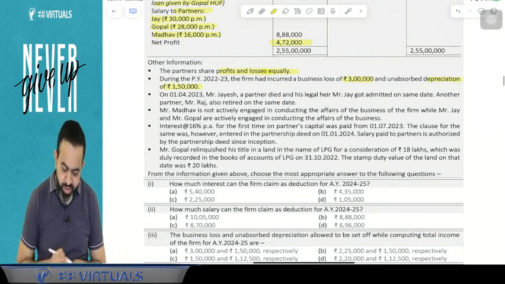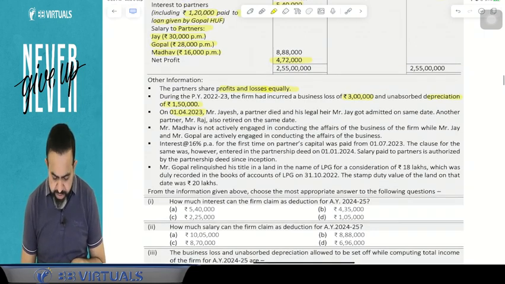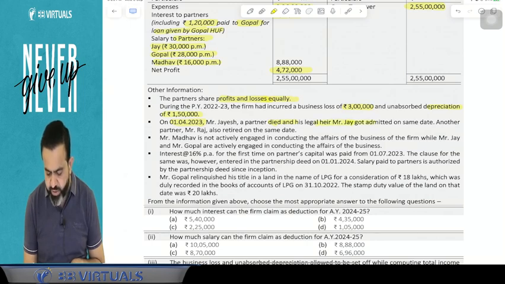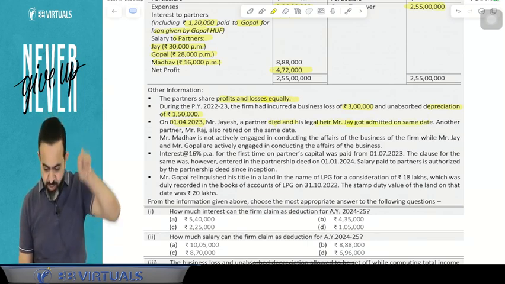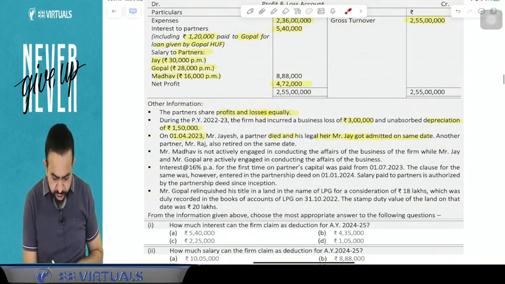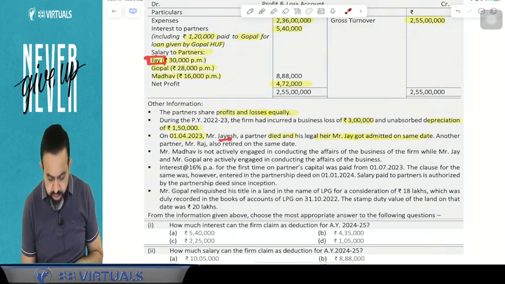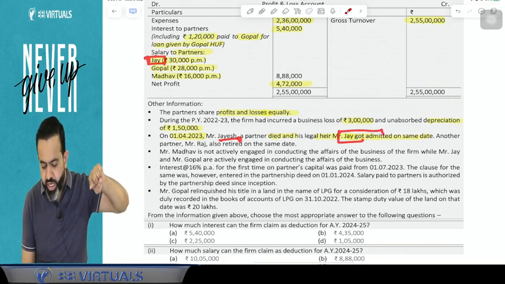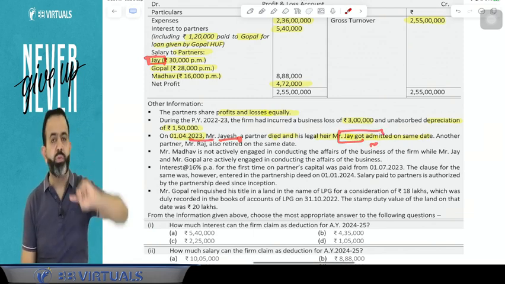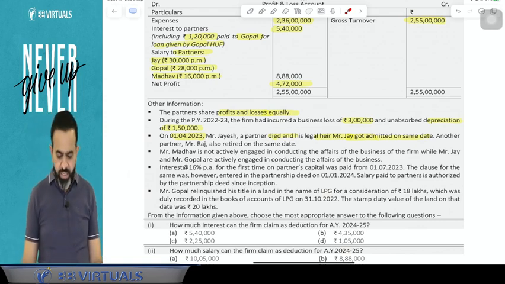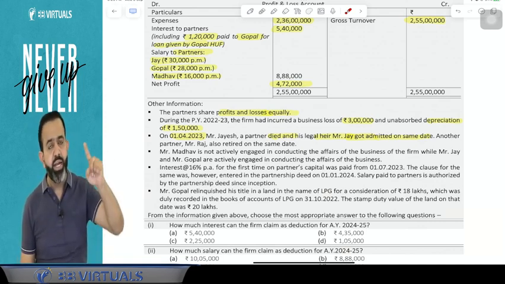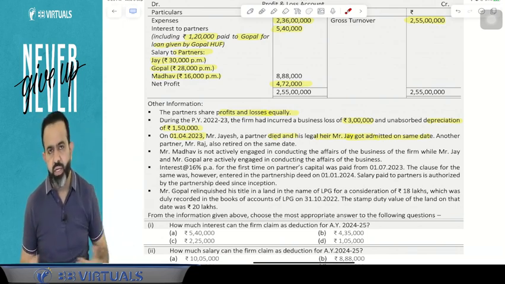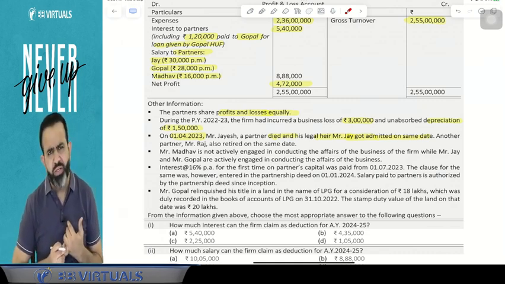Now next part. On 1/4/2023, Mr. Jayesh, who was a partner, died, and his legal heir, Mr. Jay, got admitted on the same date. Earlier the partner was Jayesh, but Jayesh died and his legal heir, Mr. Jay, got admitted on the same date, 1st April 2023. So on the first day of the previous year, Jayesh died, and instead of Jayesh, his legal heir Jay is admitted as a partner. Is it allowed? The answer is yes, it is allowed, no issue at all.